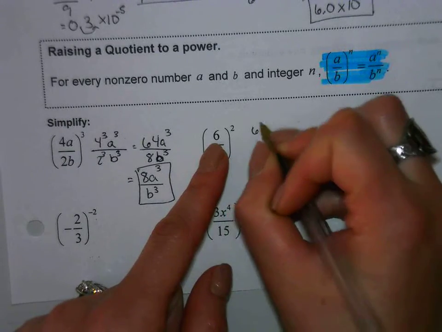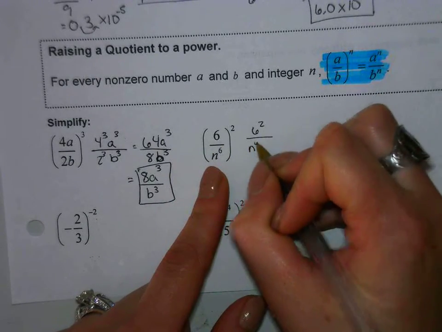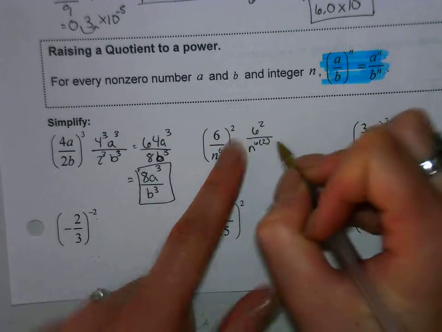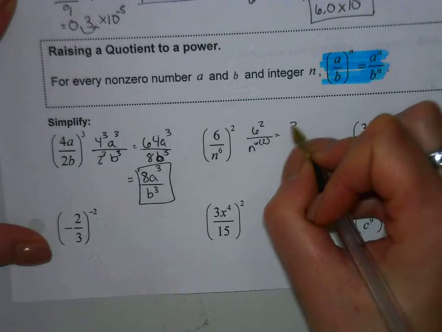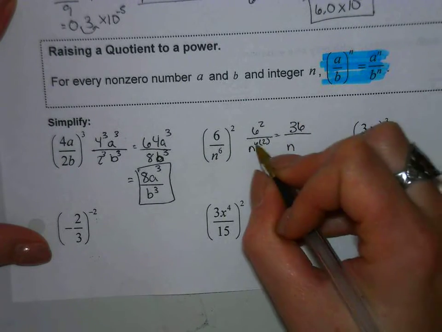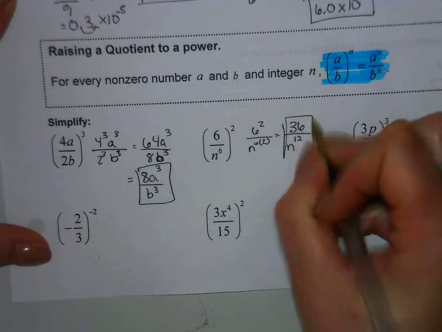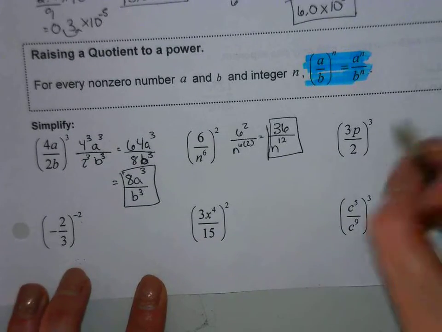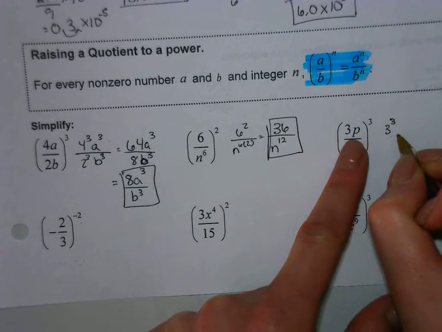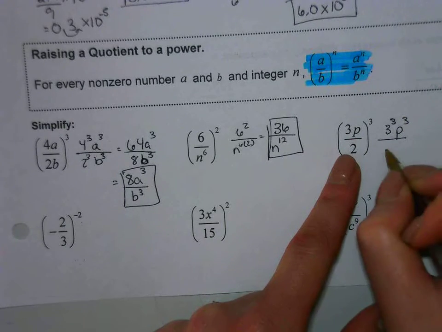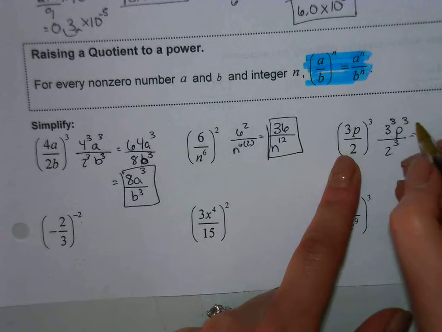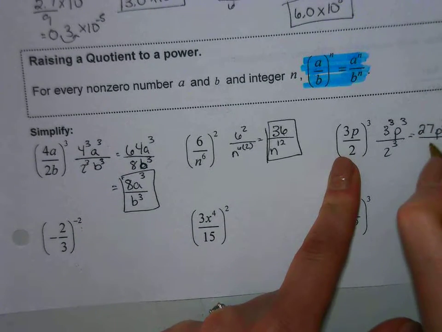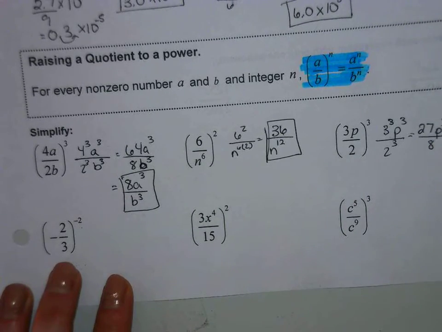Here we have 6 squared divided by n to the 6th. We're still doing a power to a power, so we have the 6th power raised to another power, so we multiply those two. 6 squared is 36. 6 times 2 is 12. So we have 36 divided by n to the 12th power. Here we end up with 3 to the third power times p to the third power divided by 2 to the third power. Well, 3 to the third power equals 27 times p to the third divided by 2 to the third, which equals 8.